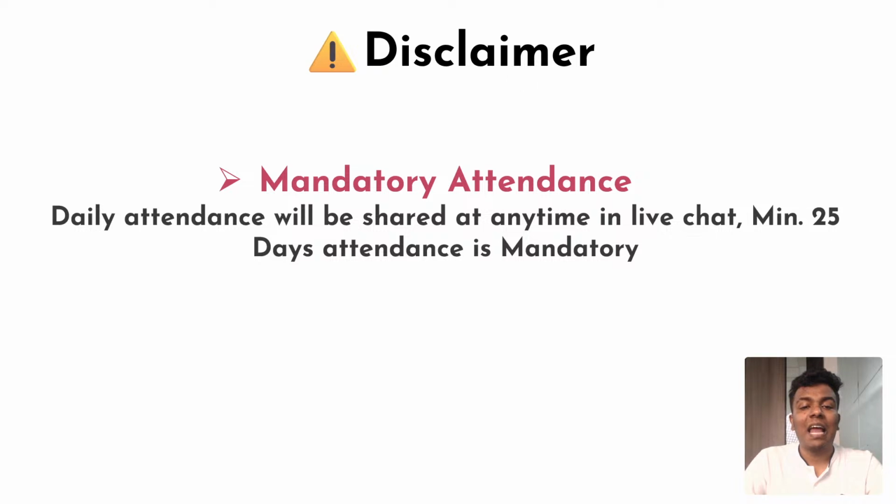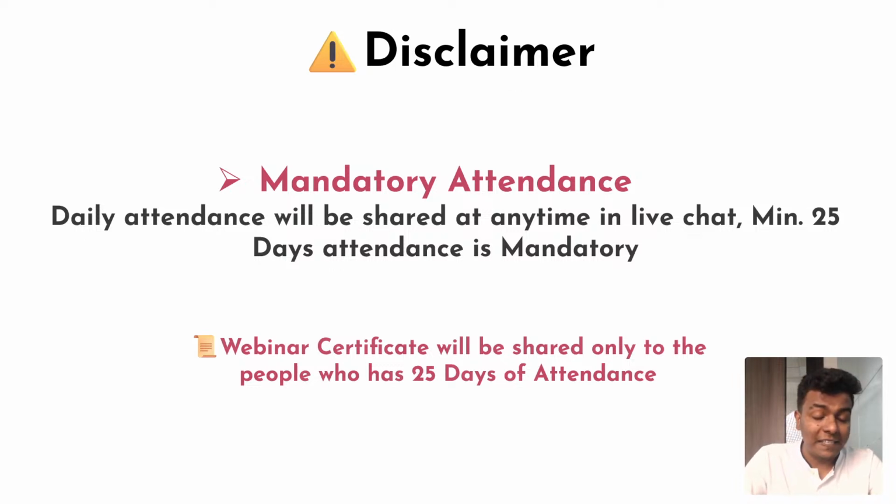And while talking about the disclaimer, this is a 30 days free masterclass series. Every day the live will be conducted, but no recordings, and a minimum of 25 days of attendance is required to get the free participation certificate. Even if you have 24 days of attendance, you won't get the certificate. So the minimum attendance requirement is around 25 days. That's a very important thing. Only then will you receive a free participation certificate on this data science series.